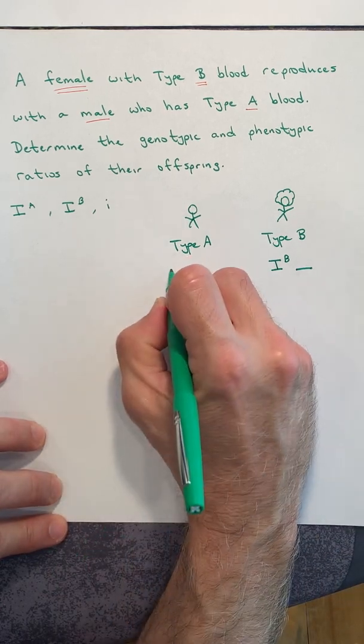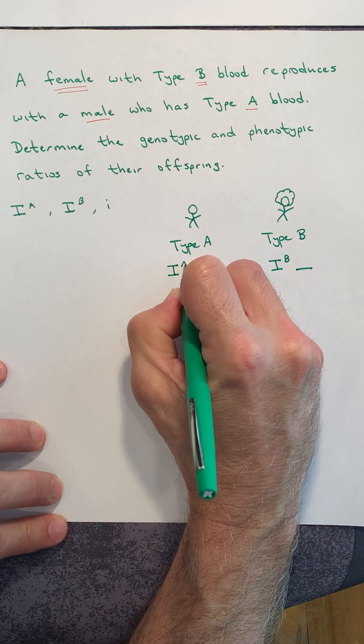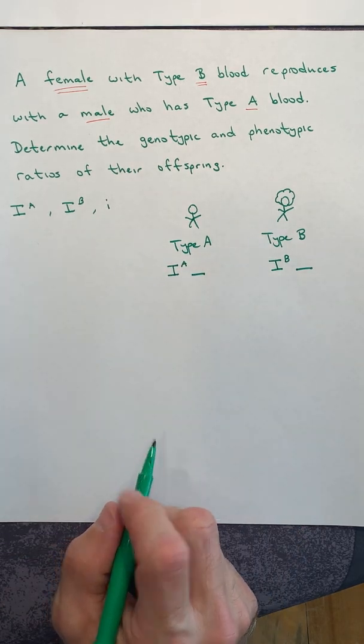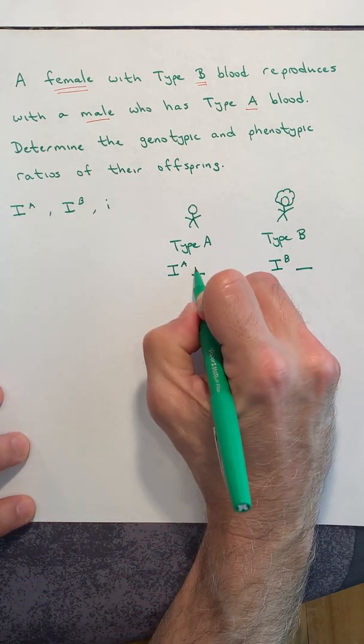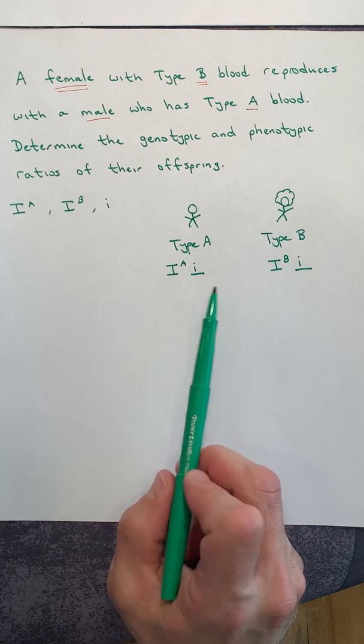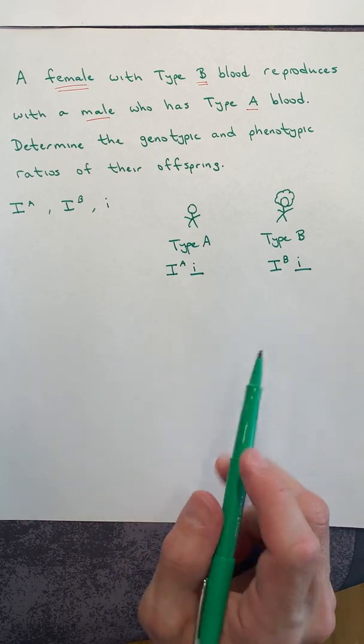Same thing with the male. We know for sure that he carries IA. We don't know what his second allele is. So just to make things interesting, let's introduce some variation and let's make them little i's, okay? We really don't know what these are, but to complete the problem, let's just fill them in.